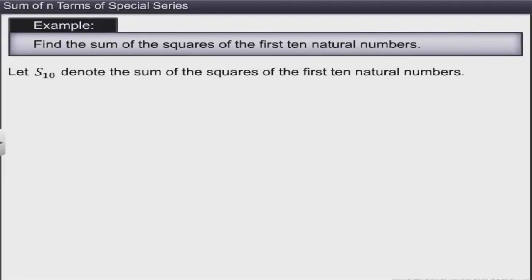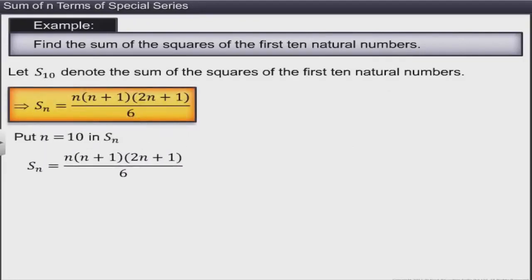Then, by the formula, we have S10 is equal to 10 into 10 plus 1 into 2 into 10 plus 1 whole divided by 6. This is equal to 385.